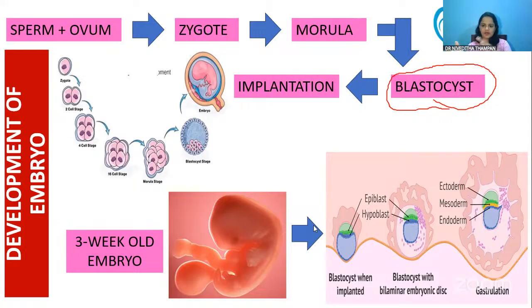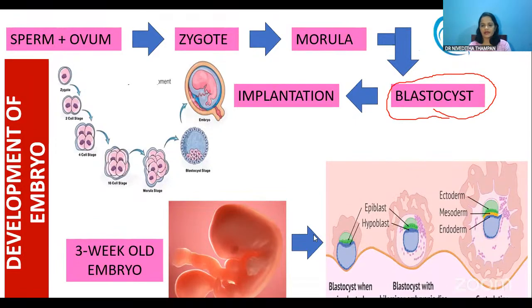Once the blastocyst reaches the uterus, it again divides and forms the embryo, and this embryo will start growing inside the uterus. By around third week of embryonic life, two major things happen for the embryo. Can anyone tell me what are the two major things that happen to an embryo in the third week of intrauterine life?